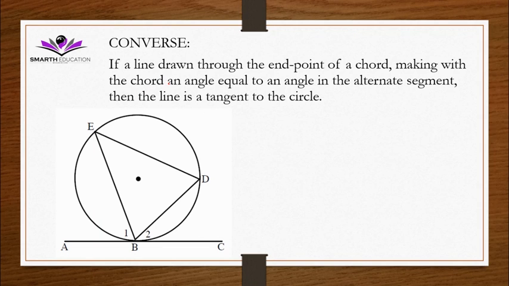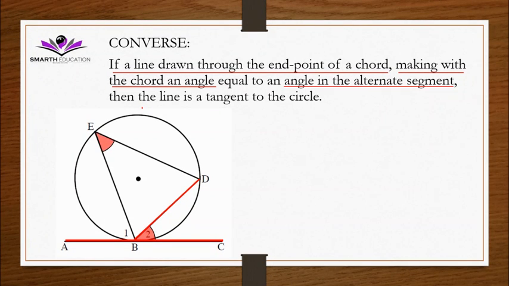If a line is drawn through the end point of a chord, making with the chord an angle equal to an angle in the alternate segment. Let me read again. If a line is drawn through the end point of a chord, making with the chord an angle equal to an angle in the alternate segment. This is a line drawn through the end point of a chord, and it makes an angle with the chord, and this angle is equal to an angle in the alternate segment.